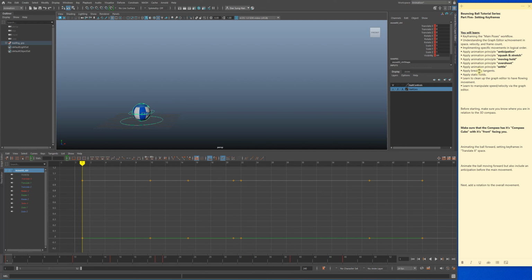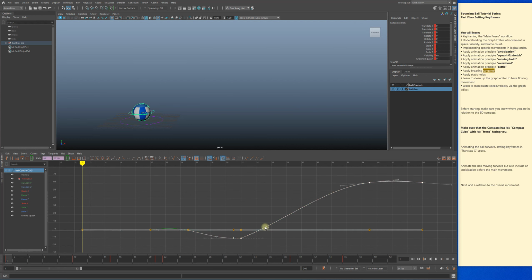Then there are more technical terms where you're gonna apply breaking of tangents. There's tangents, these are tangents, so handles, you'll notice. These are your tangents, and we're gonna break them, and learn the reason why and what they produce. You're gonna apply static holds, and the reason why, and how many, what's the frame count.